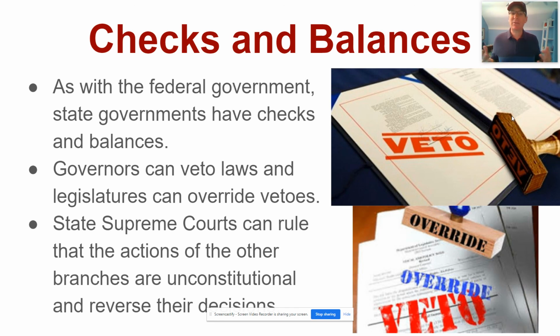We also have state Supreme Courts, and they can rule that the actions of either the governor, the chief executive, or the legislative branch, the House and Senate, are unconstitutional according to the state constitution. And if that happens, then those decisions, those actions by the governor or the legislature are reversed.